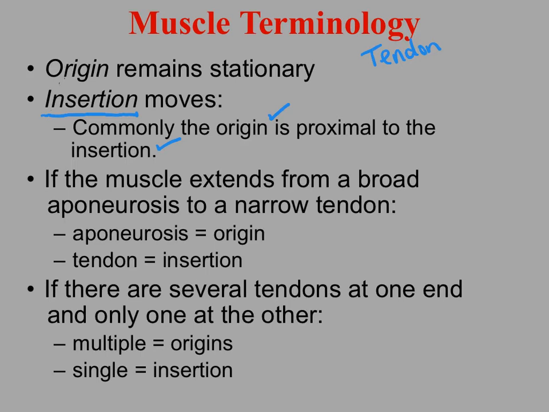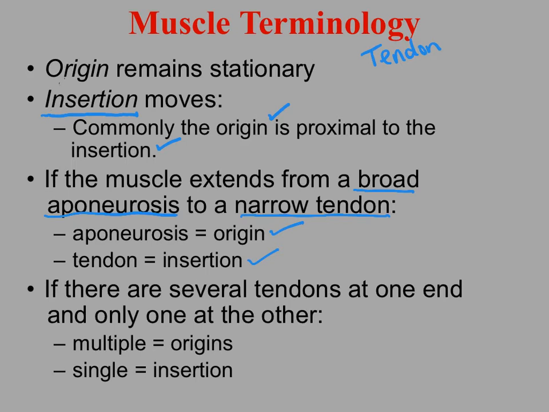Not all muscles are that easy to determine origin and insertion. Some muscles extend from a broad aponeurosis, so a big broad sheet of a tendon, and then you'll have the muscle in the middle, and then at the other end you have a narrow tendon. When you have that condition, the aponeurosis is usually the origin, and the narrow tendon is usually the insertion.